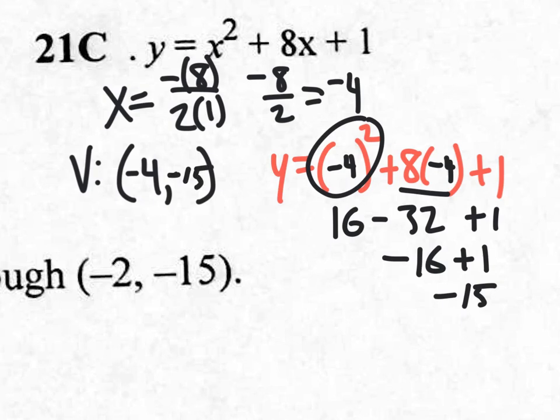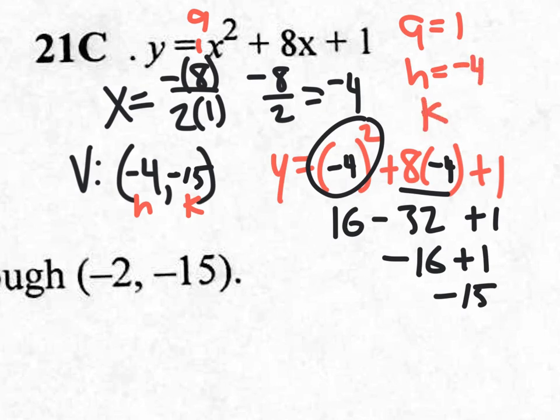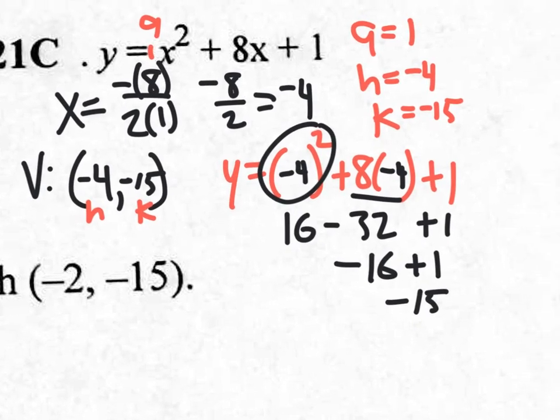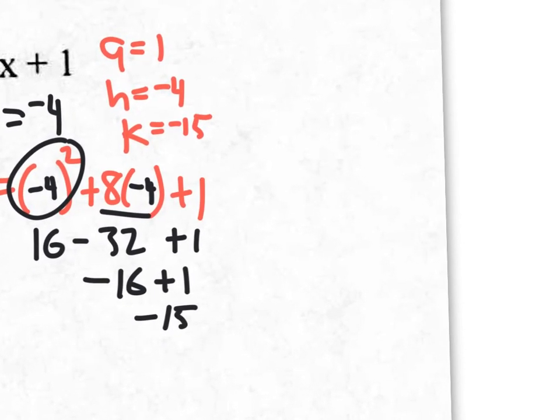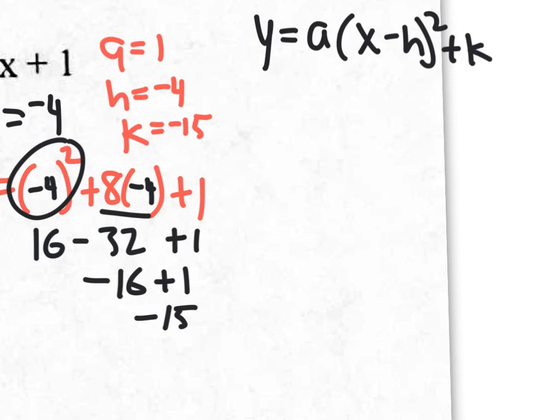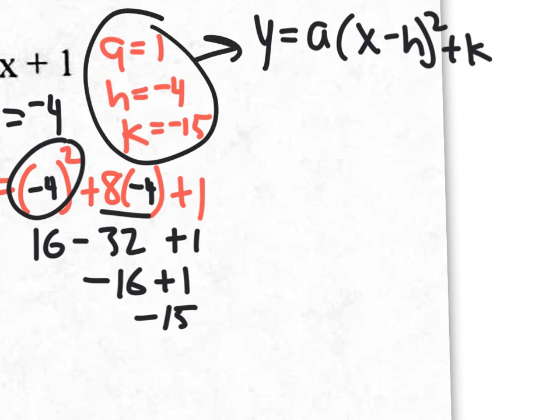Now I have my vertex that's really an h and a k value. So I already have my a value up here of positive 1. So if I have my a, my h, and my k, again a is 1, h is negative 4, and k is negative 15. So I'm going to plug it in. Let me move this to the side. Let me rewrite my vertex form equation here. And all I'm going to do is substitute these three values into my vertex form equation, and I'm good.